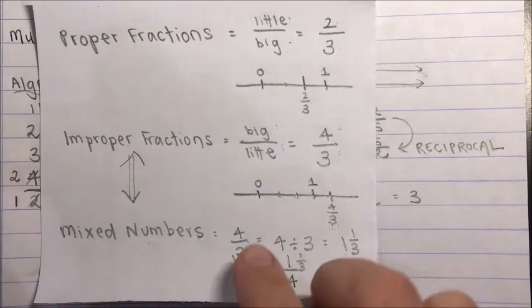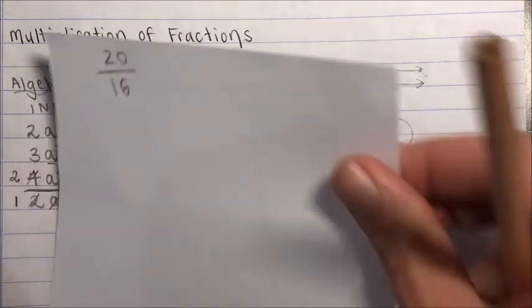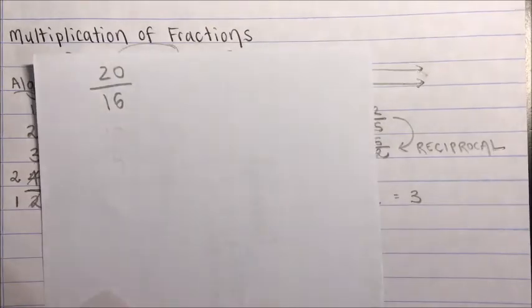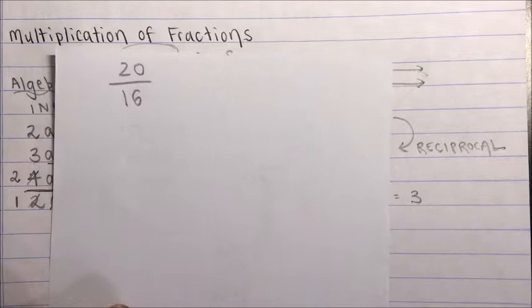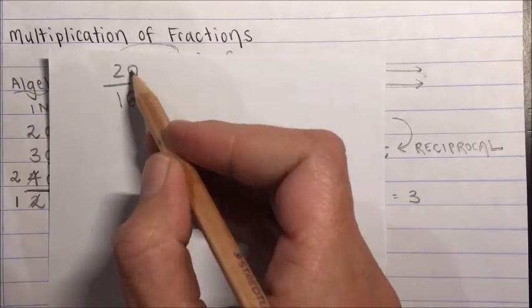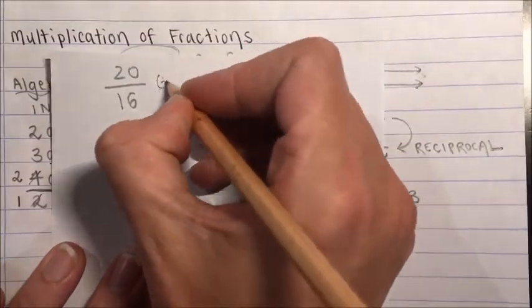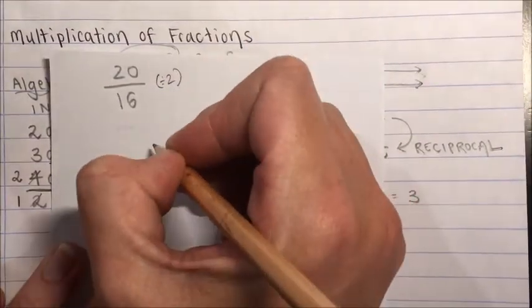So let's have a little look at something like, just to remind ourselves of that simplification process again, 20 over 16. So 20/16. We can see that that is an improper fraction. So it can turn into a mixed number. But let's have a little look here. They've got a common factor, which is 2. So we can divide both of them by 2.